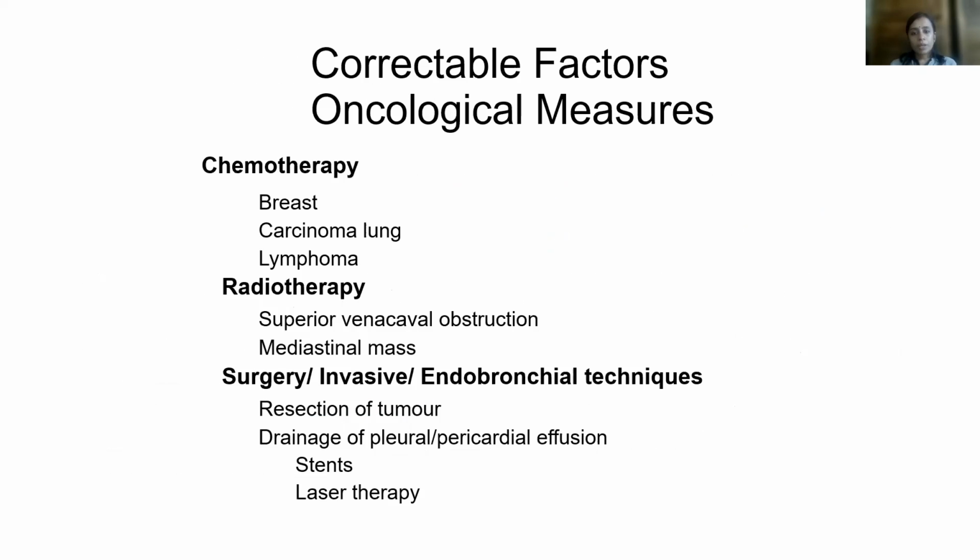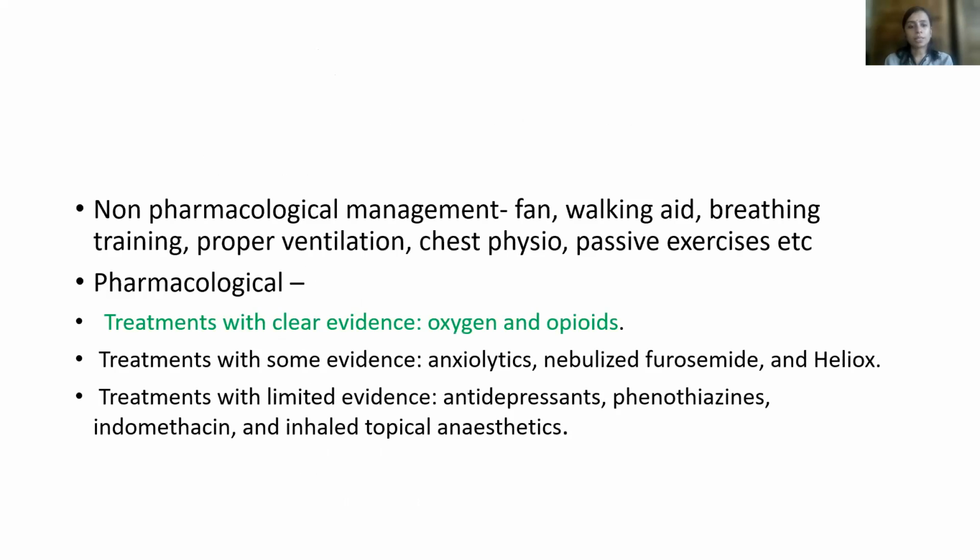Then sometimes we need to ask for a radiology or oncology consult for correcting the correctable. If there is a huge tumor compressing the trachea or tracheobronchial tree, then it is very important to give some radiation to shrink the tumor so that the patient can breathe better. Or if there is a huge mediastinal mass, it is very important to send them for a radiotherapy referral. Or if the tumor can be resected, then it is important to refer them for surgery, or for draining the pleural or pericardial effusion. So these are the ways of correcting the correctable.